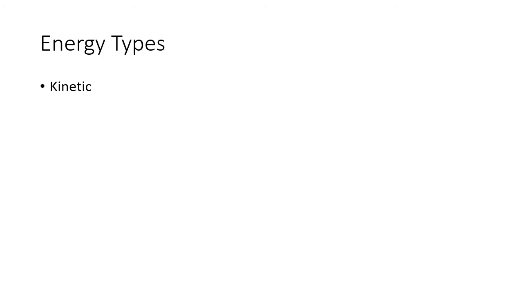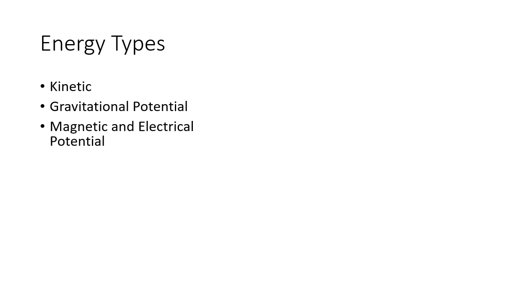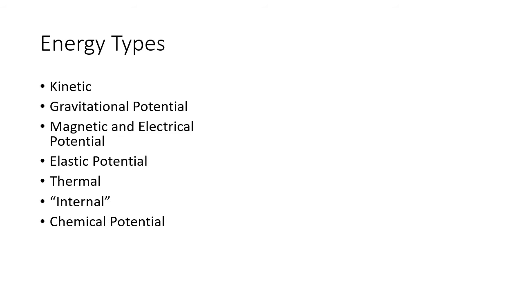Kinetic is the energy something has just because it's in motion. Gravitational potential is the energy that something has because of its position with respect to a large gravitating mass, usually the Earth. Magnetic and electric potentials, they're the energy something has because it's in a magnetic field or it's in an electrical field. Elastic potential, that's the energy something has just because it's been stretched or compressed. Thermal energy, we'll talk a lot about thermal energy, that's going to be the main part of this. Internal energy, we're going to come back to it. It's a combination of thermal energy and chemical potential. There you go, chemical potential energy.